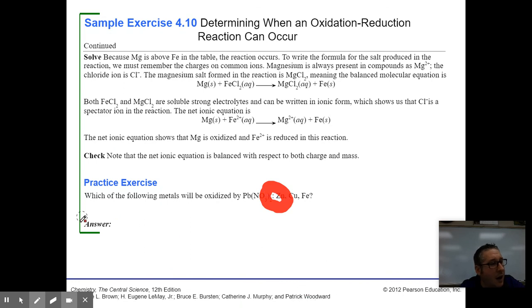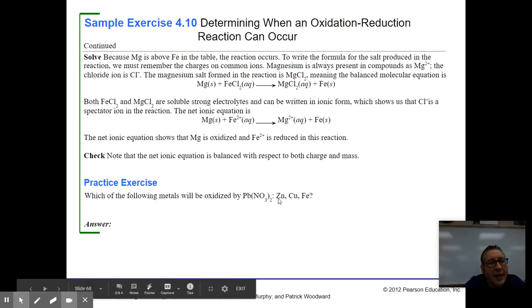Why? I don't understand why that became larger than it used to be. Okay? If someone knows, please let me know. So zinc should be circled. Yes, zinc will be oxidized.